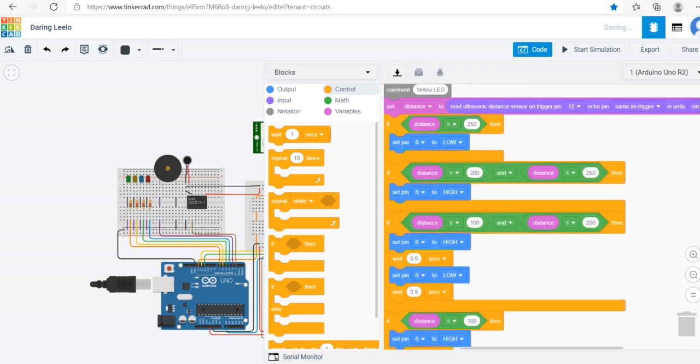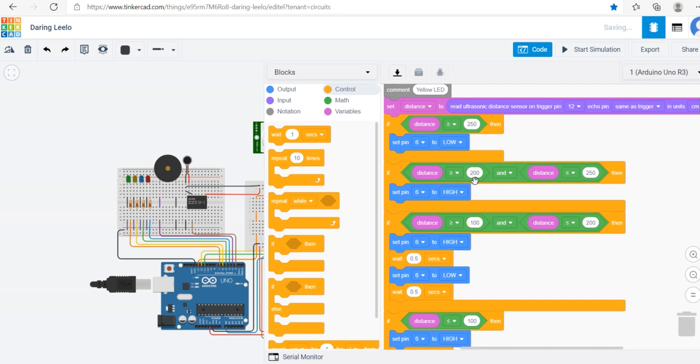Now moving to the yellow LED, it is connected to pin number 6 and the corresponding ultrasonic distance sensor is connected to pin number 12. Here I have defined a variable called distance. It will take the reading from the ultrasonic distance sensor. Now here we can see the code for different values of distance. For example, if the distance is greater than 250, then nothing will happen.